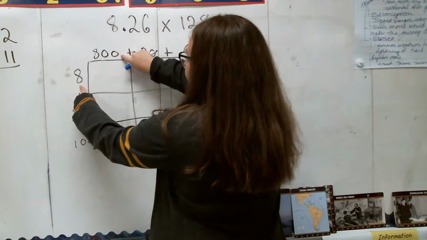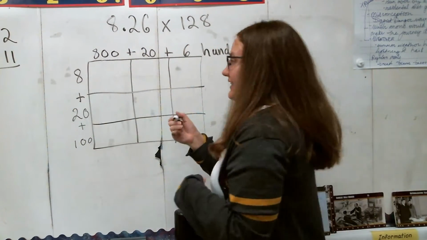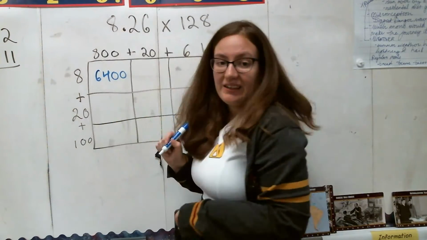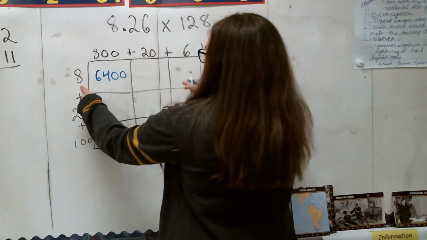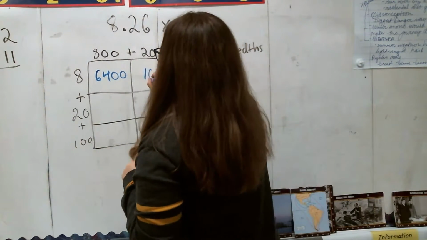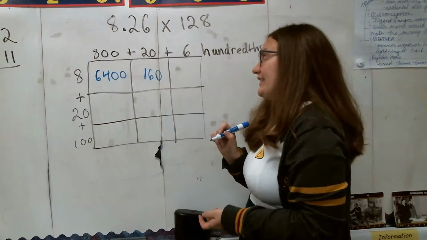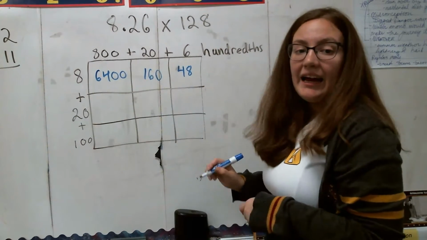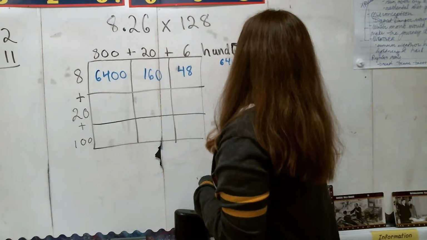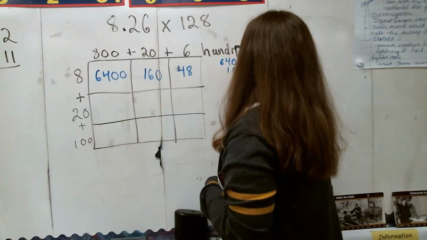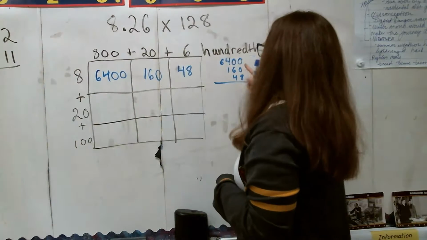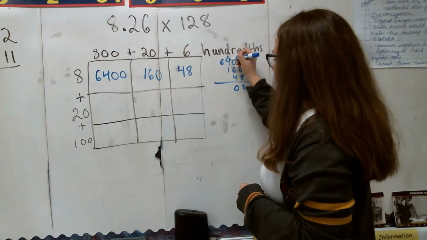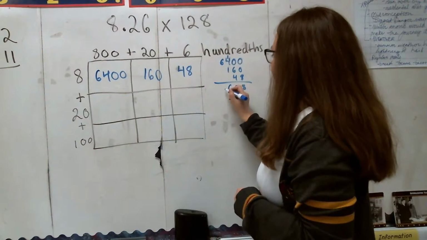So we're going to start with 8 times 800. 8 times 8 is 64, and then I add on these 2 zeros right here, for 6,400. Then we have 8 times 20. 8 times 2 is 16, plus a 0, which is 160. And finally, we have 8 times 6, which is 48. I will add up these 3 numbers together to get my partial product. 0 plus 0 plus 8 is 8, 6 plus 4 is 10, 1 plus 4 is 5, 5 plus 1 is 6, and then 6 plus nothing is 6.